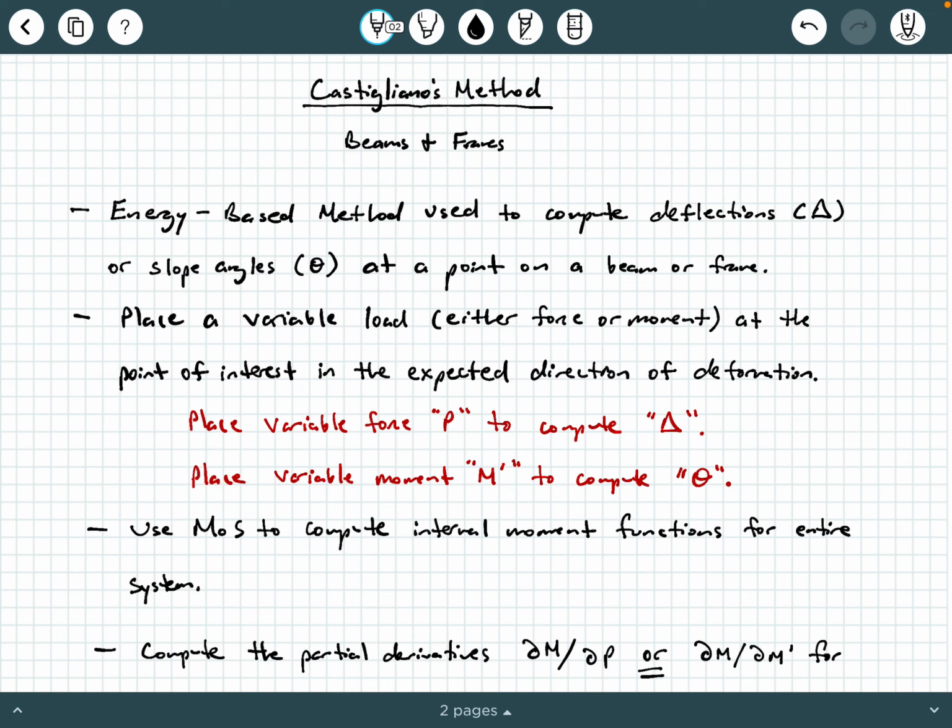Hey everybody, Dr. A here, and in this video we're going to be providing some background information on how to use Castigliano's method for beams and frames. So let's go ahead and get started. Let's start with the first bullet point.